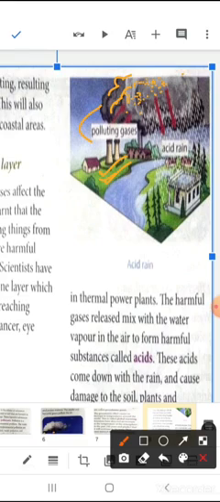Now when this acid turns into rain, see, it is coming down in the form of rain. It causes damage to soil, to plants and living things. Okay, this is called acid rain.